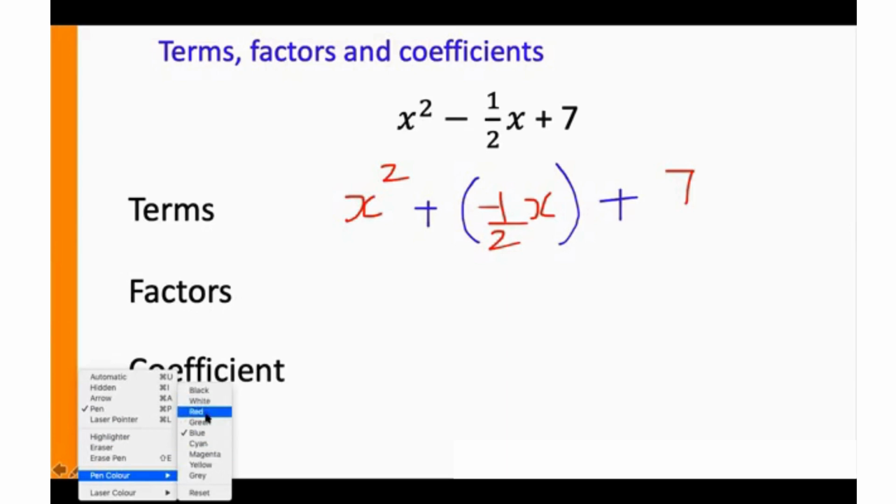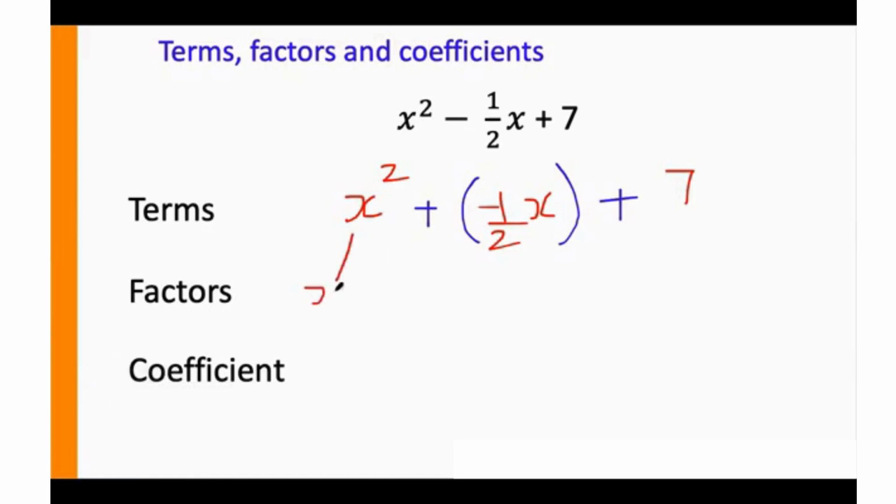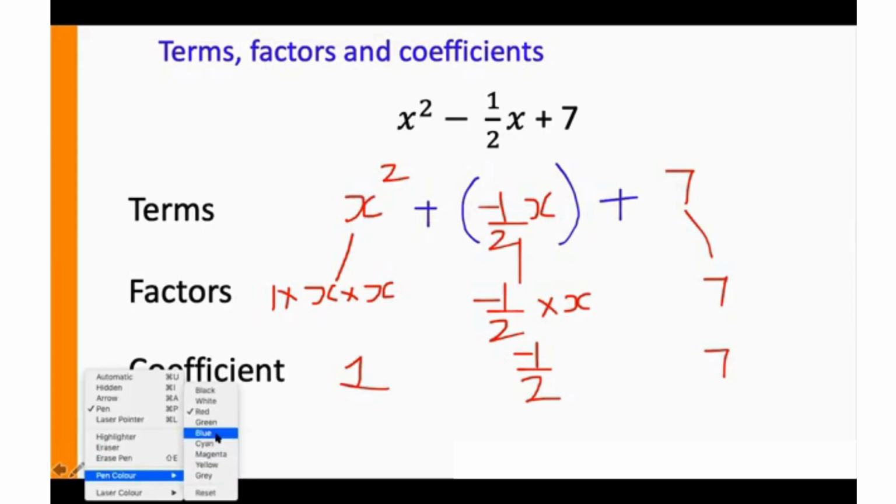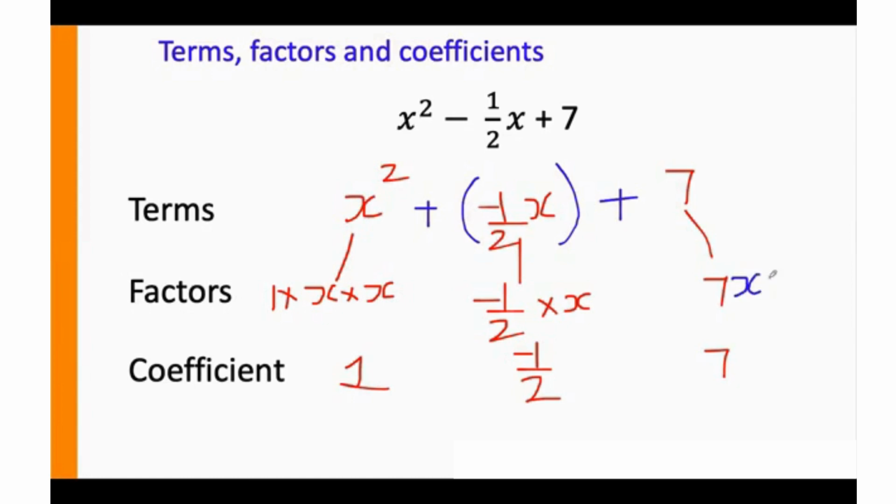Now let's look at their factors. The factors of this term are x into x, and we know the coefficient here is 1, so I'm just going to place 1 here. The factors of this term are -1/2 into x, and the factor of this term is just 7. So the coefficient is 1 here, -1/2 here, and 7 here. Remember, with 7 there is a variable x, but it is of power 0, which we don't write because anything raised to 0 becomes 1. So we don't mention it.